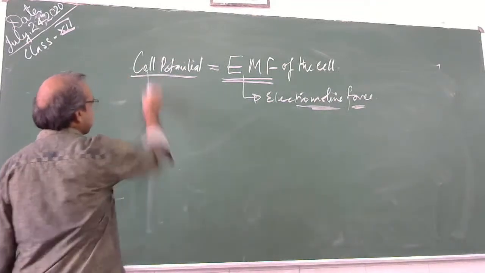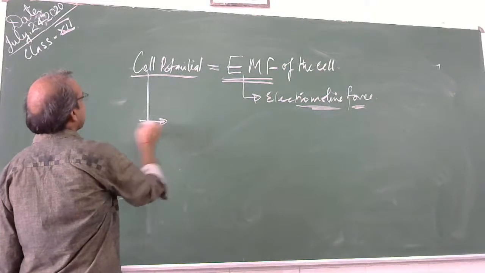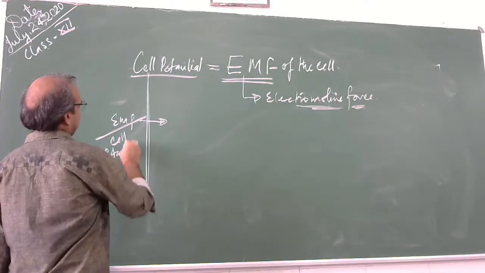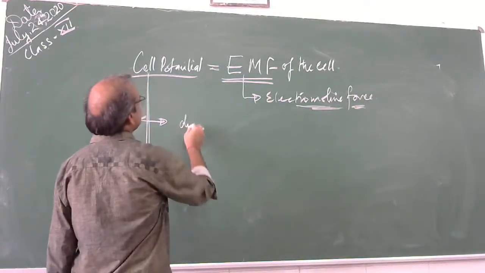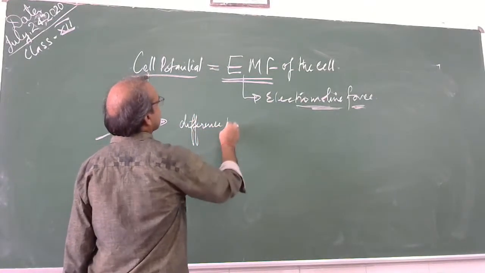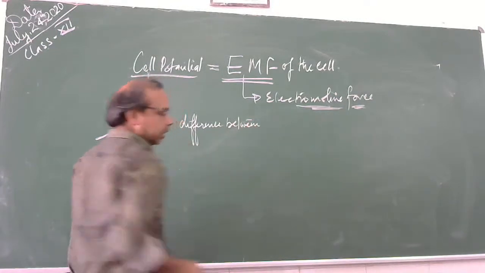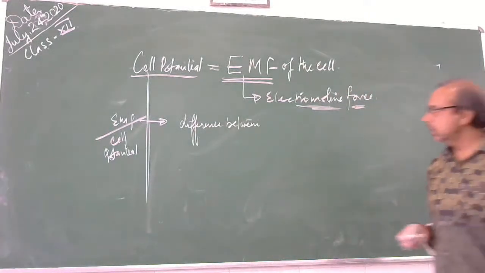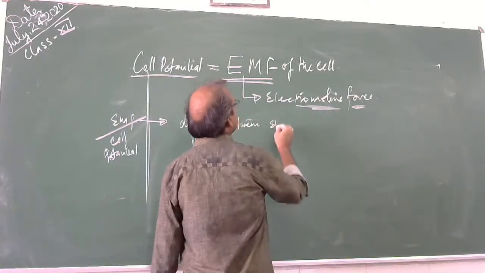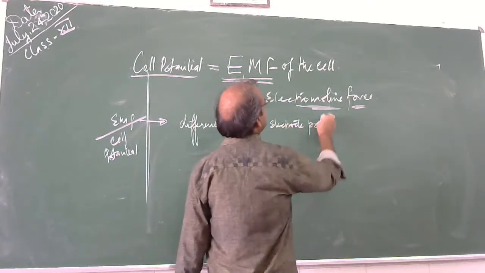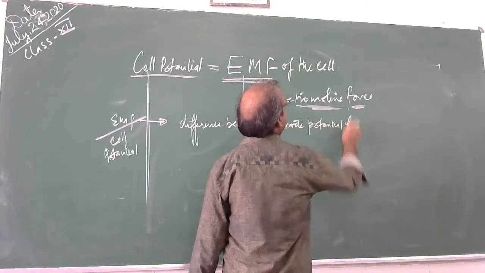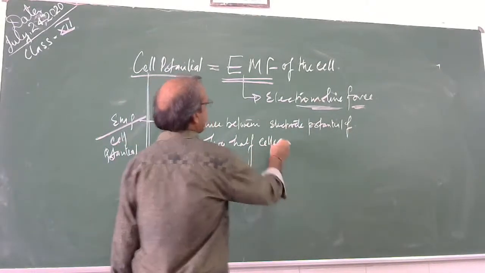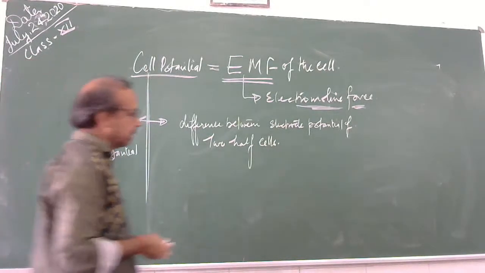This cell potential, or EMF of the cell, is the difference between the electrode potentials of two half cells.